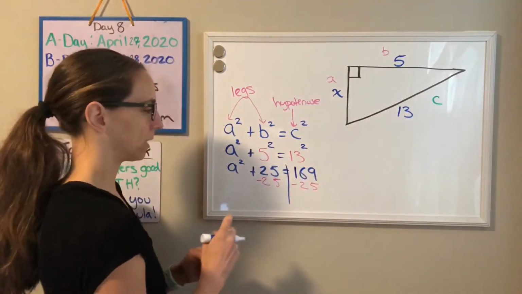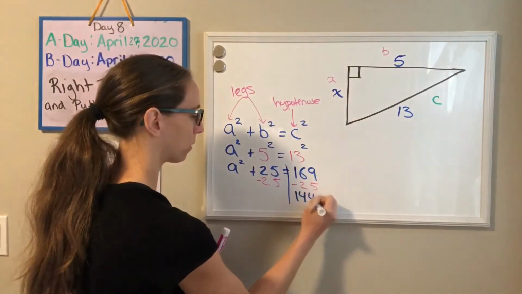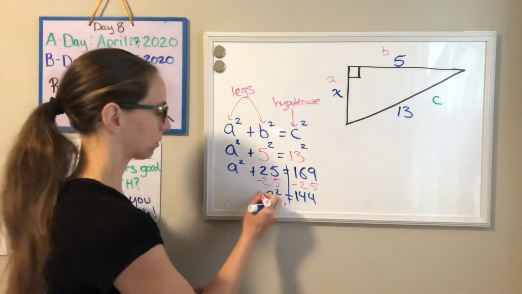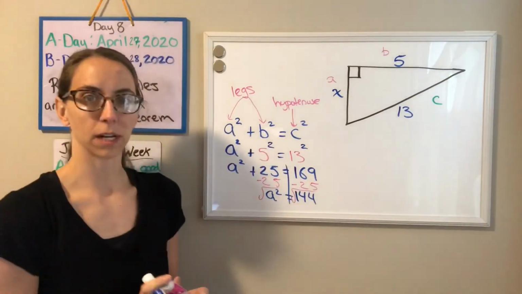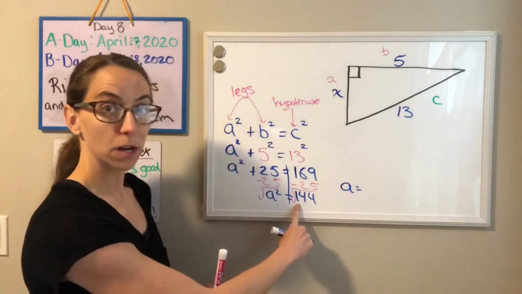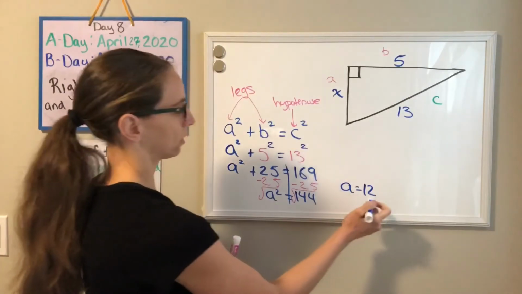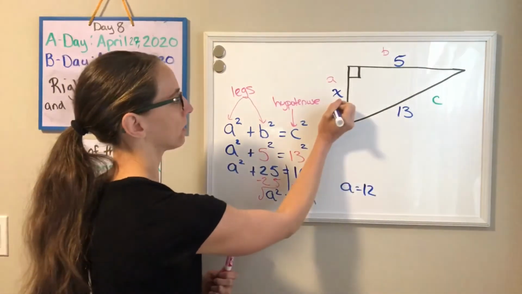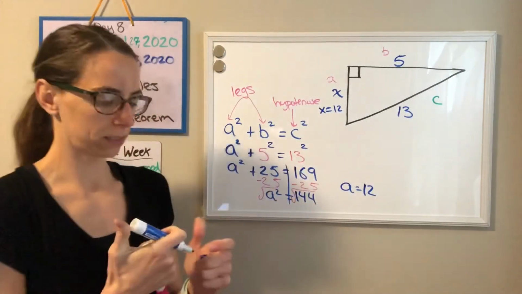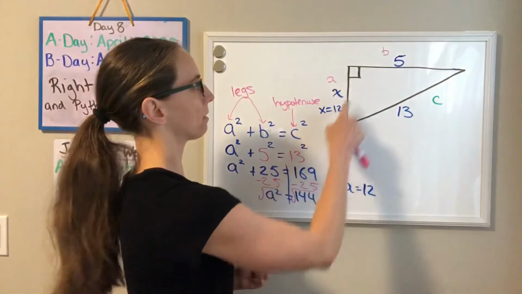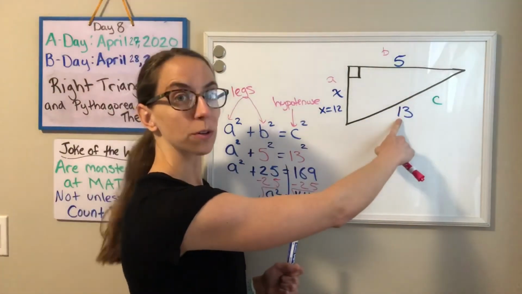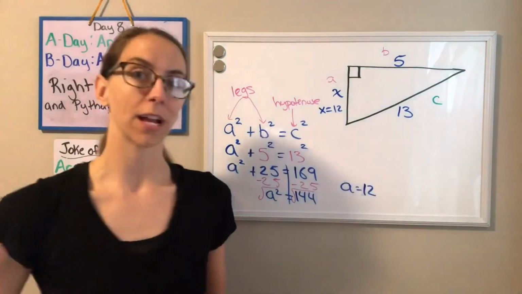And 169 minus 25 is going to be 144. And I'm going to bring down my a squared. And my last step would be to find the square root on both sides. And so a squared, the square root of that would be a. And the square root of 144 is 12. So what I found is that this side right here, this x, is going to be equal to 12 units. And that makes sense because we already identified a and b as the legs, and the legs 5 and 12 are definitely shorter than the hypotenuse, which is measuring at 13 units.